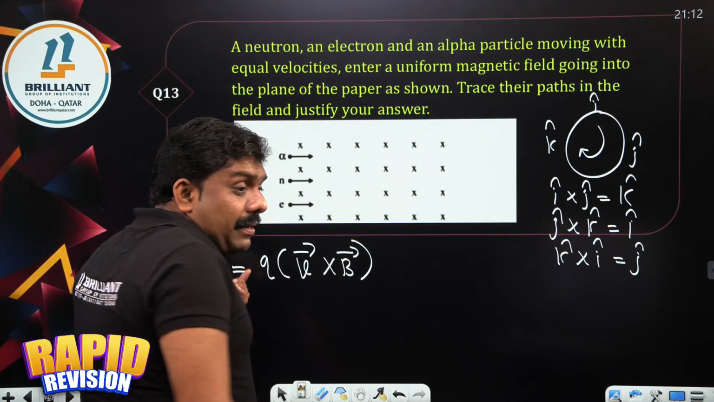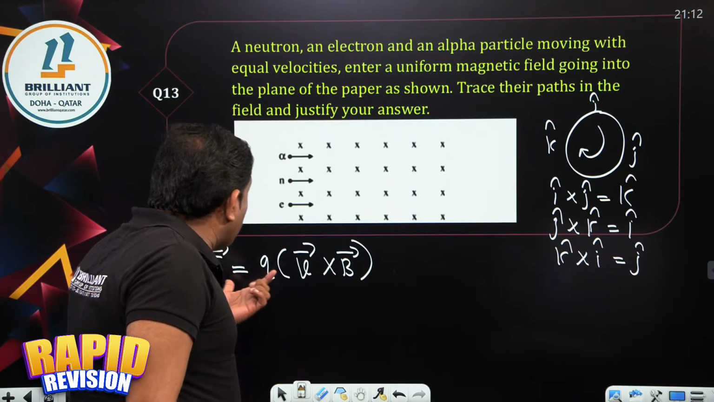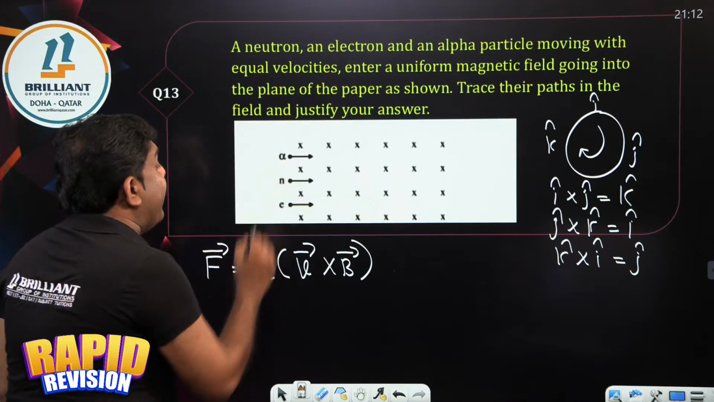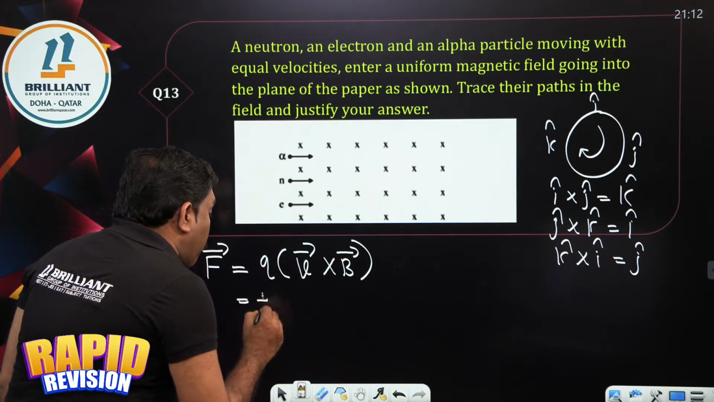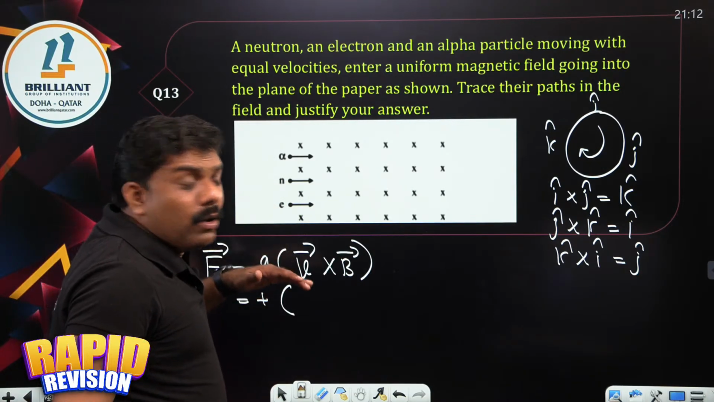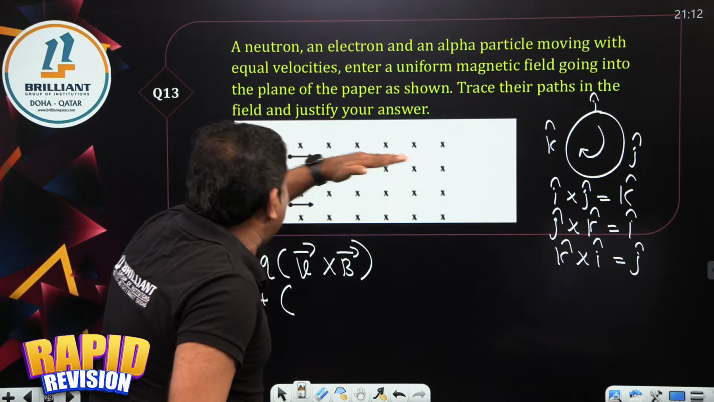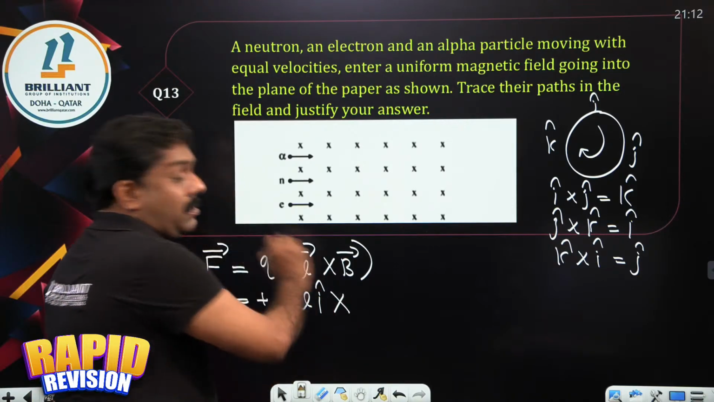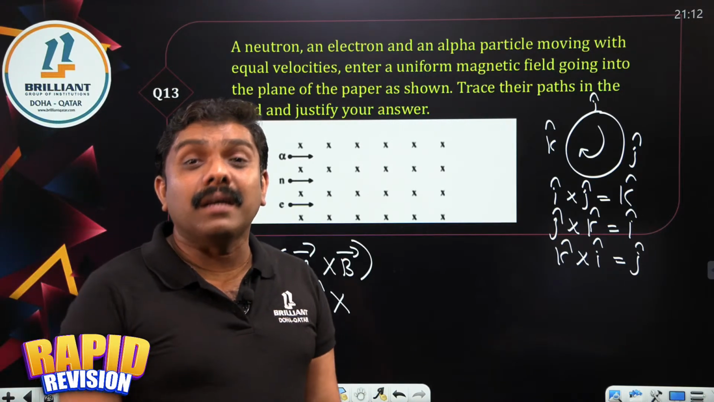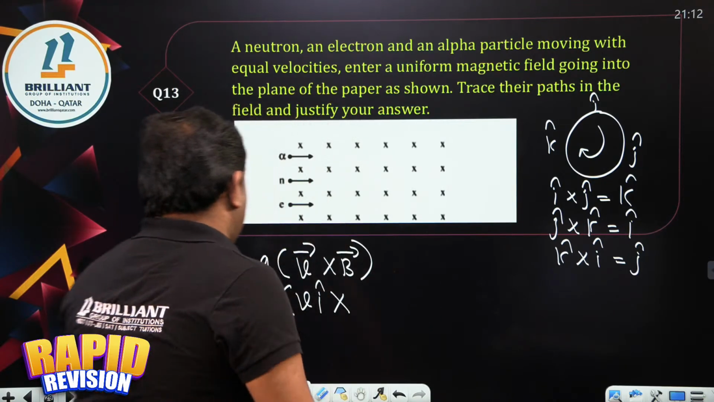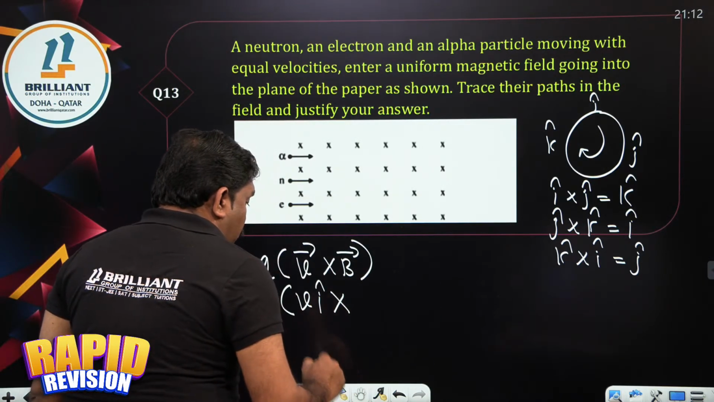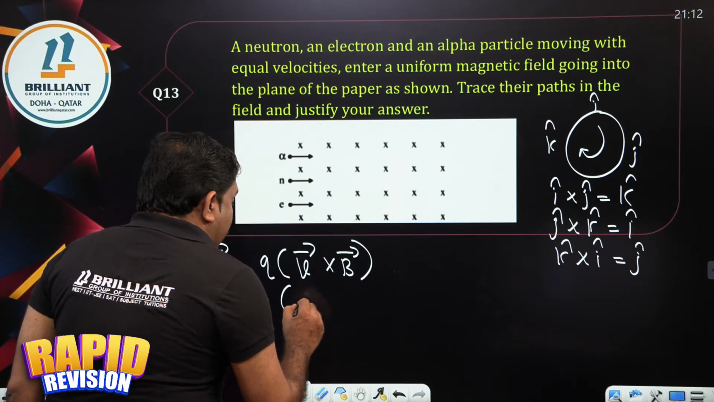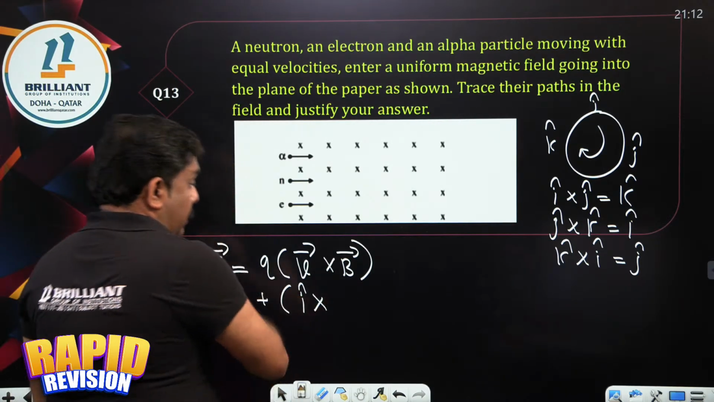So suppose we consider vector F equal to Q into V cross B. Here I am writing it is an alpha particle, so the charge is positive. Velocity is in the X direction, so I can mark V as i cap cross. Why i cap? Because it is in the X direction. I am marking only the direction here to find, so no need to mark V. Please say I am marking i cap cross.